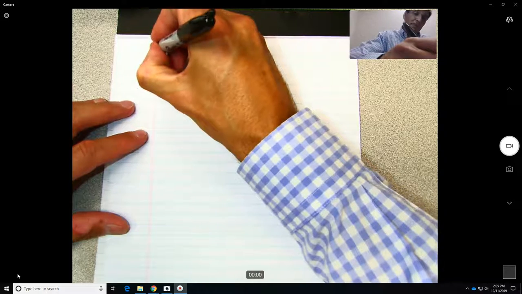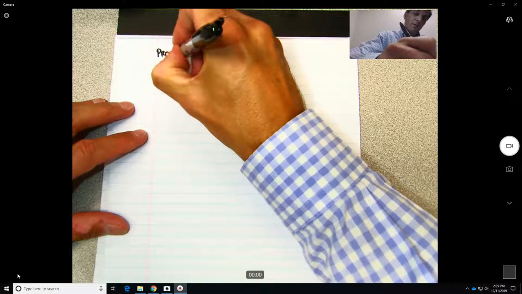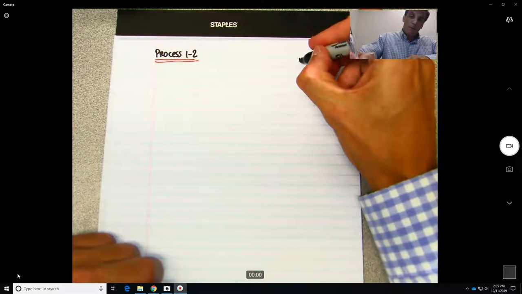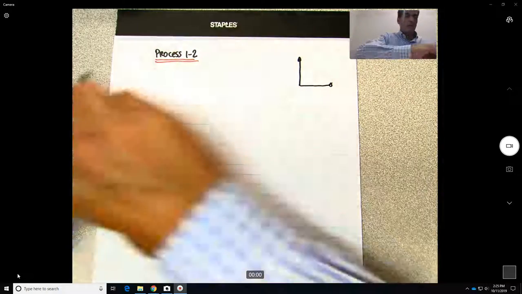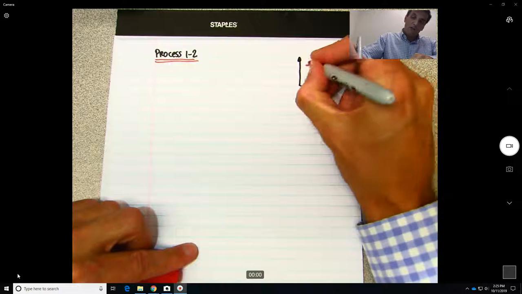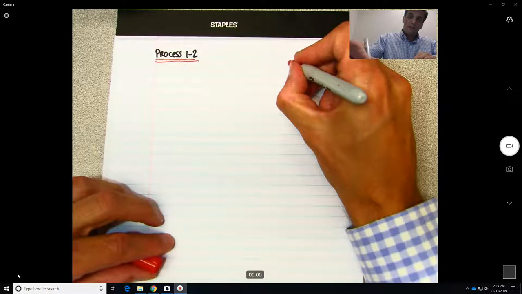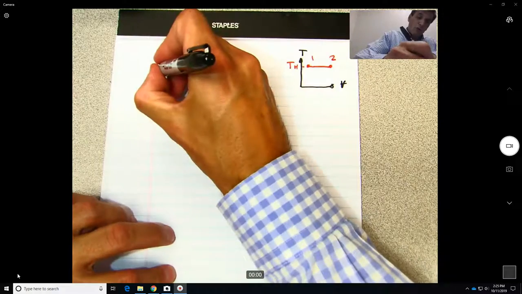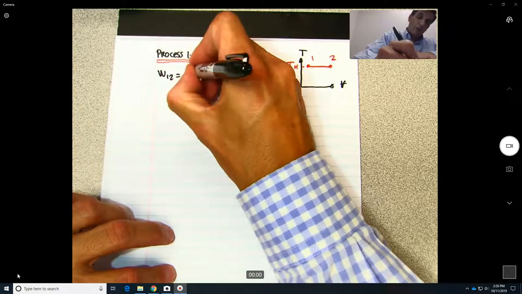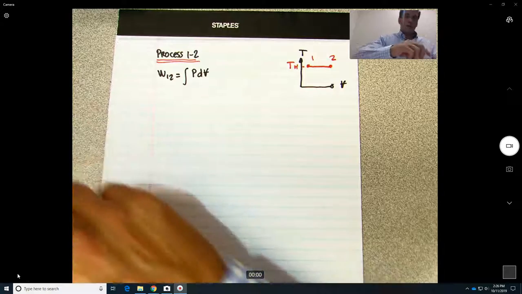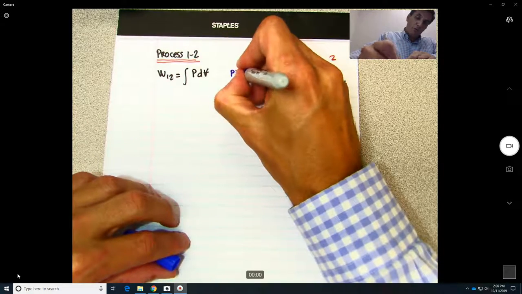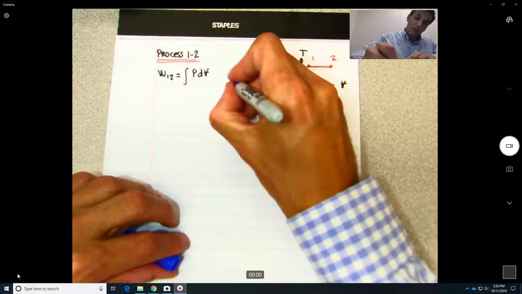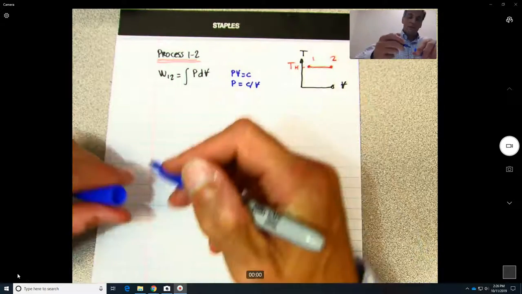So let's look at process 1, 2. If I draw a figure here, this will be this line over here on the hot. This is T and V. So we know work 1, 2 will be equal to what? Integral of P dV. What do we know about P? We know it follows the relation PV equal to constant. So that will mean that P will be equal to C divided by V.